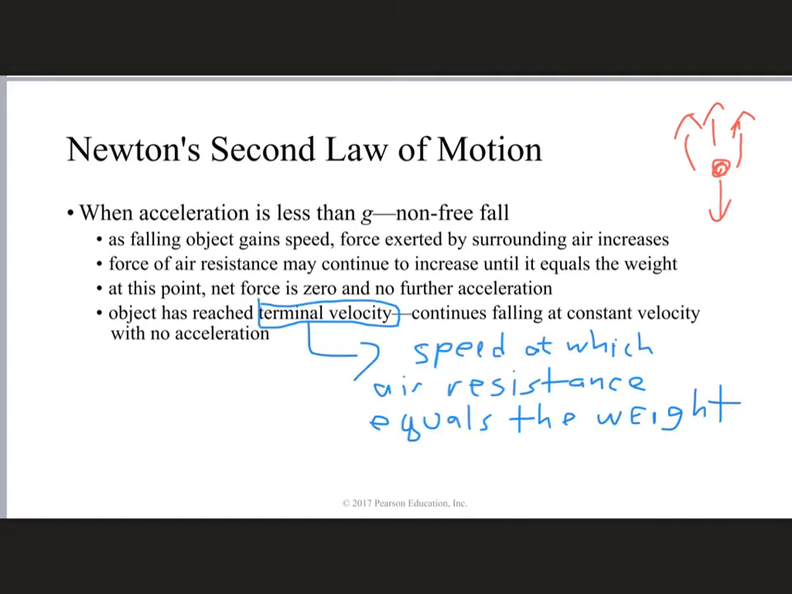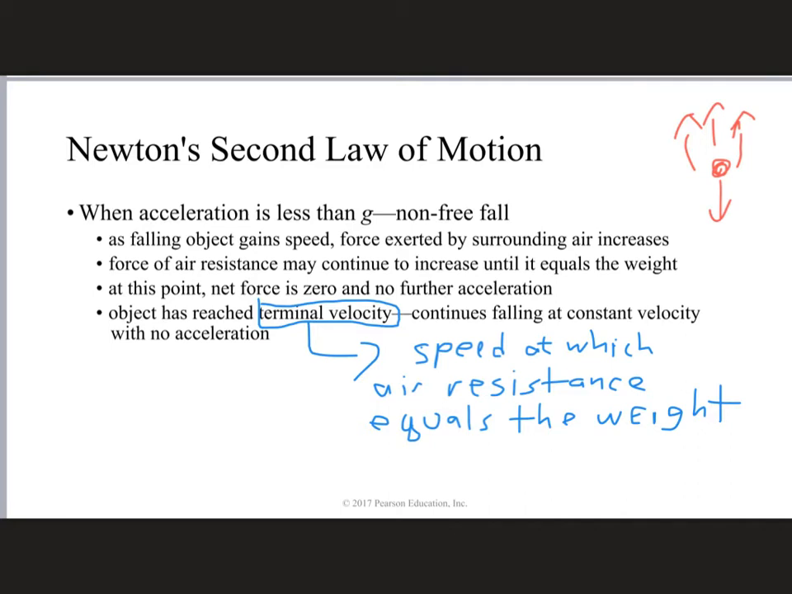And so we can say that the terminal velocity is the speed of the object when it's falling faster and faster. Eventually it reaches this speed at which the air resistance equals the weight. And at that point, it stops accelerating. It keeps that speed for the rest of the time that it's falling.